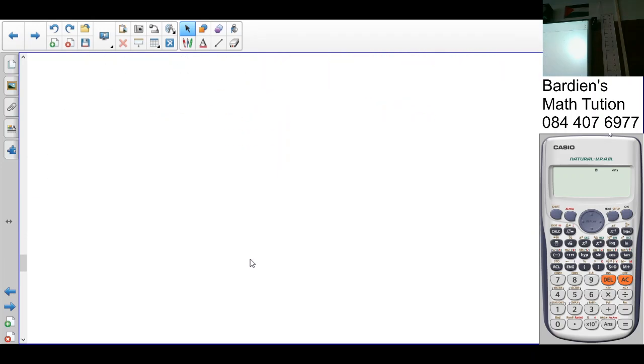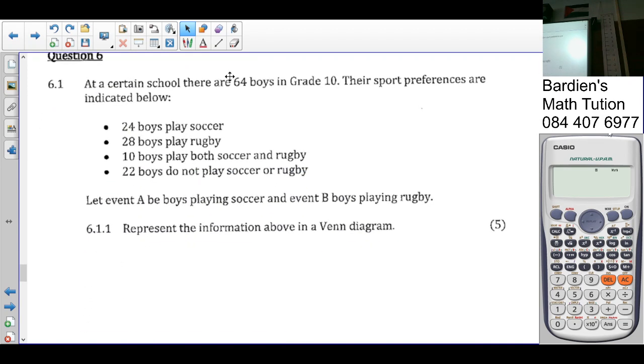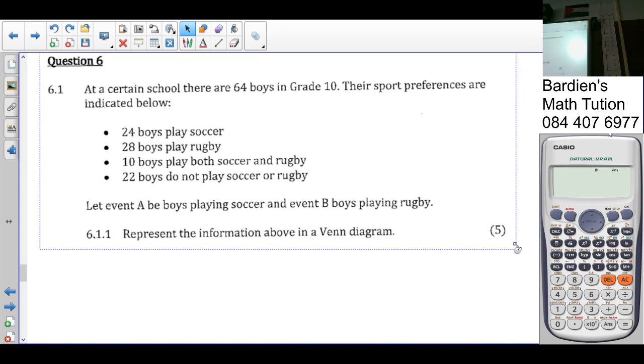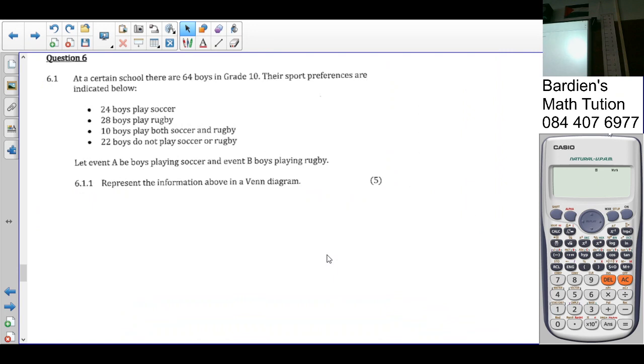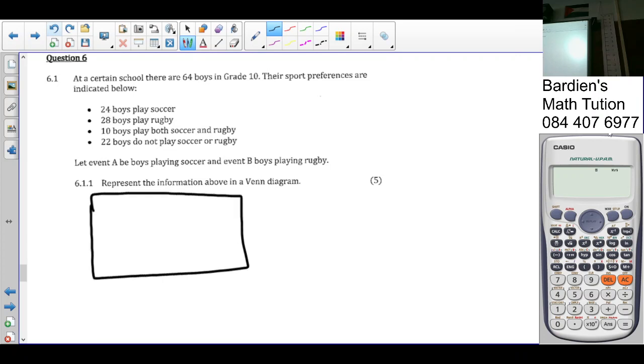Okay. Now we're looking at question 6, the probability question. Question 6, we are told in a certain school there are 64 boys in grade 10. Again, they ask us to draw a Venn diagram. So the sample is 64. There are 64 children in total, boys in total. Their sports preferences are indicated below.